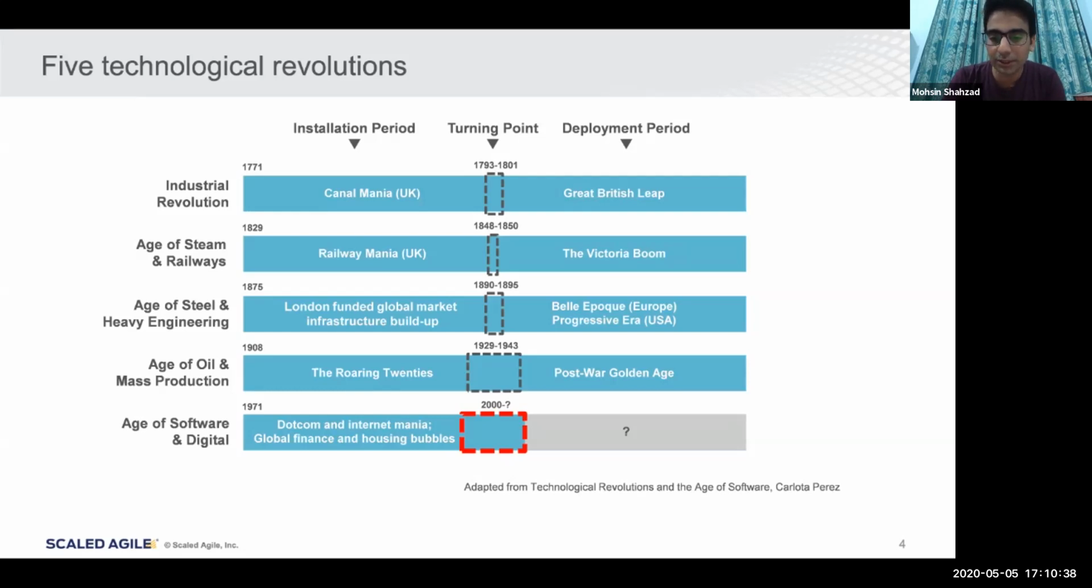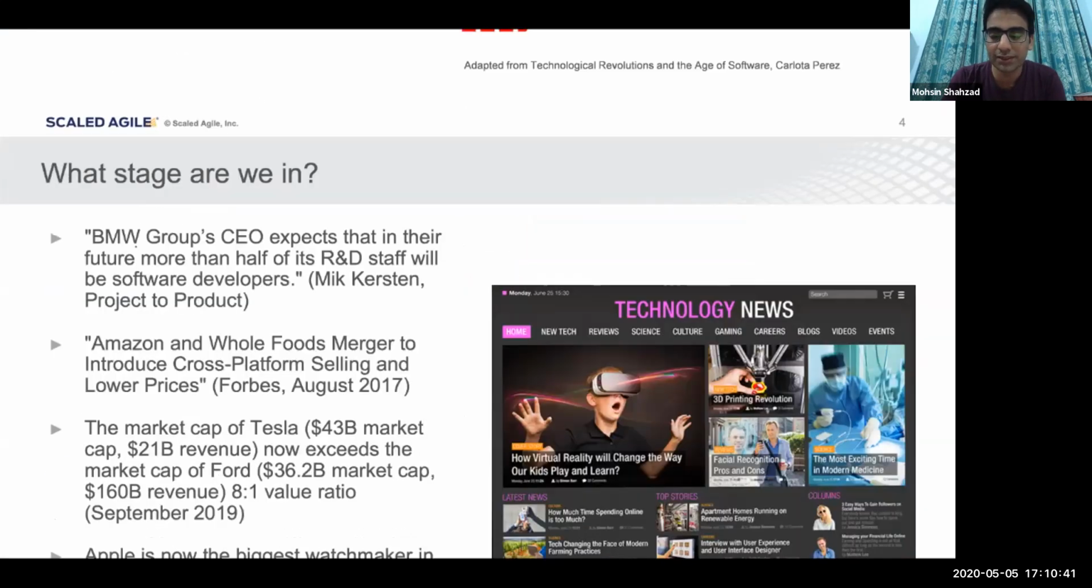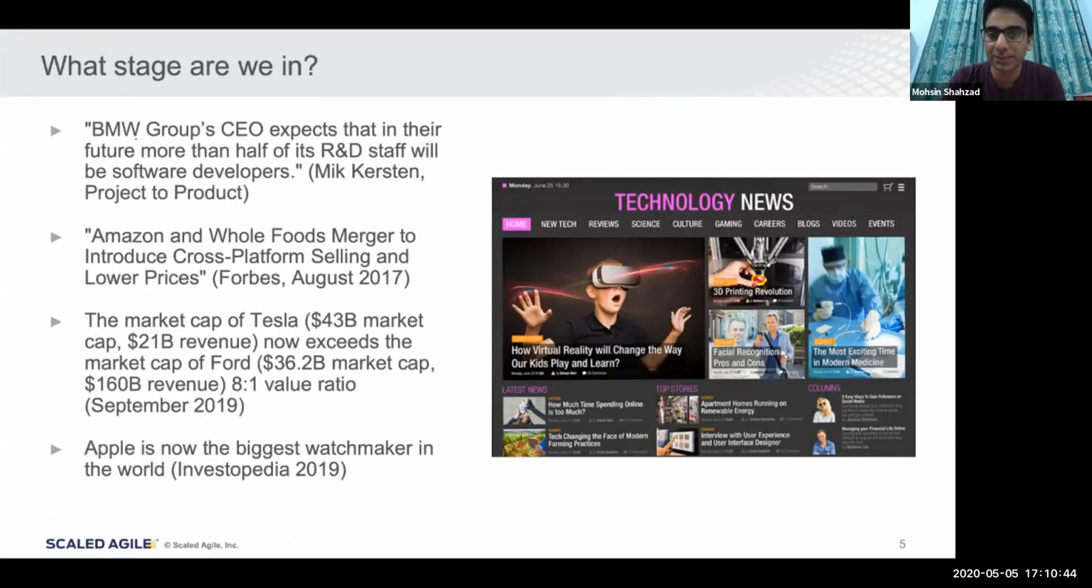Look at how this is changing the market. BMW's CEO is expecting that more than half of their R&D staff will be software developers. BMW is a car company, yet for their R&D department they are not hiring electrical engineers or other engineers, they are hiring software developers. Why? Because they have to be in sync with the latest technology. Similarly, Amazon has merged with Whole Foods. Amazon is also the biggest seller online.